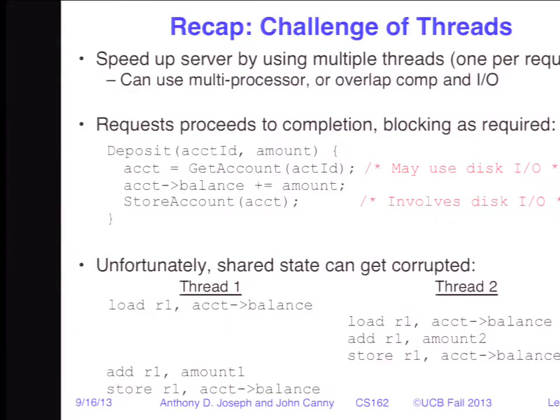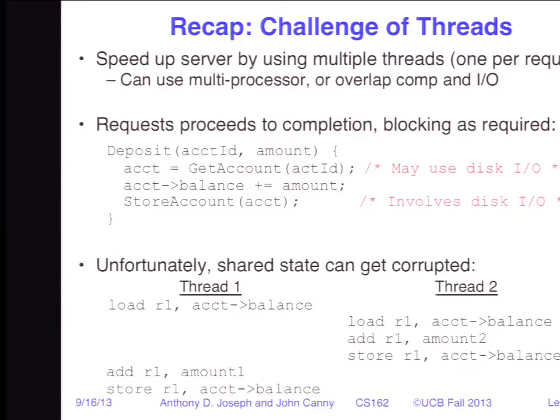So we have requests like, deposit some money in an account. We want this to run to completion, and occasionally it might block. So for example, in this case, we have to read some account information, and so that'll cause us to do some blocking I/O, because that might involve reading it from disk. We then increment by an amount, the amount of the deposit, and then we're going to store it back out to disk. And again, that might involve waiting for the disk to complete our operation. We'll see later in the semester exactly why disks are so slow.